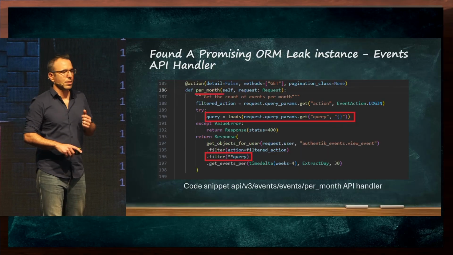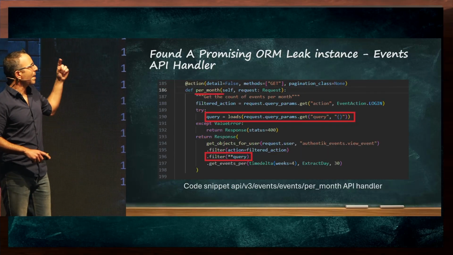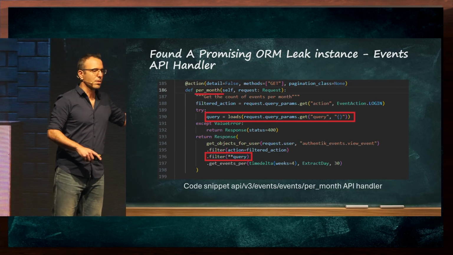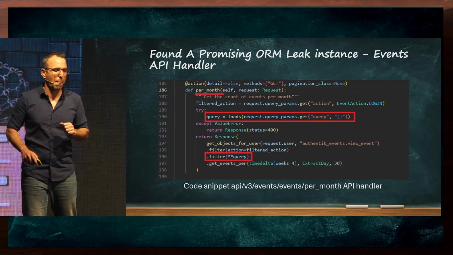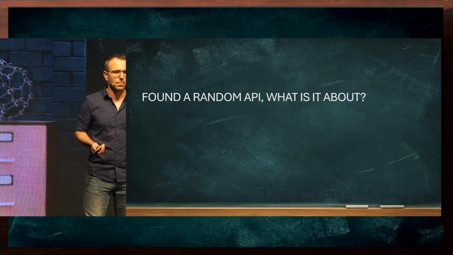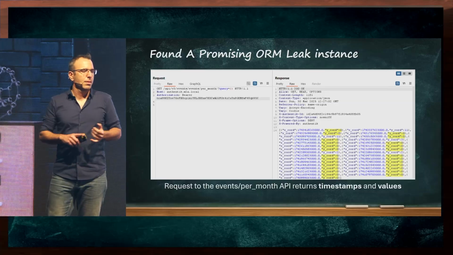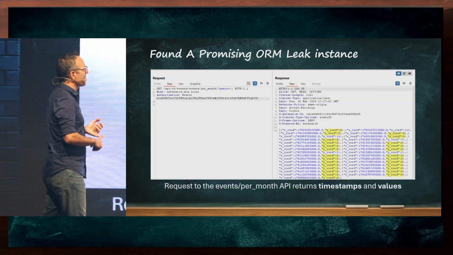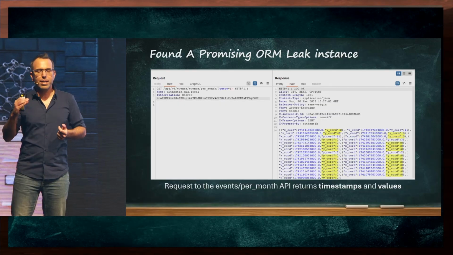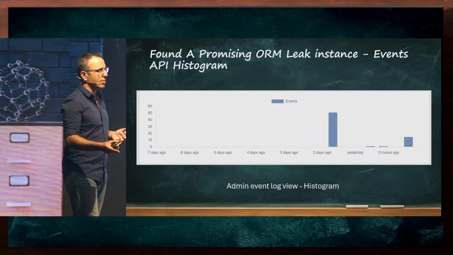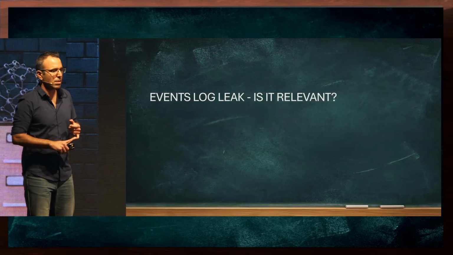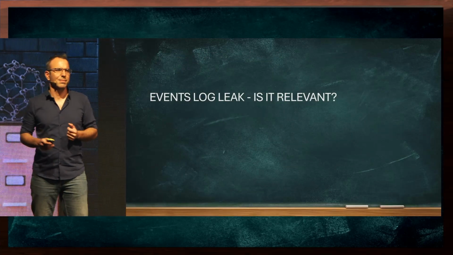As can be seen in the image, the user-supplied query parameter, the GET parameter query, is loaded into the filter method using the unpacking operator. So we found a random API. What is it about anyway? This API returns timestamps and values. Each value represents the number of occurrences of the log in the relevant time slot. It is used by the Authentik UI to show event hits in each time slot. So we found an event log leak. Is it relevant for us?